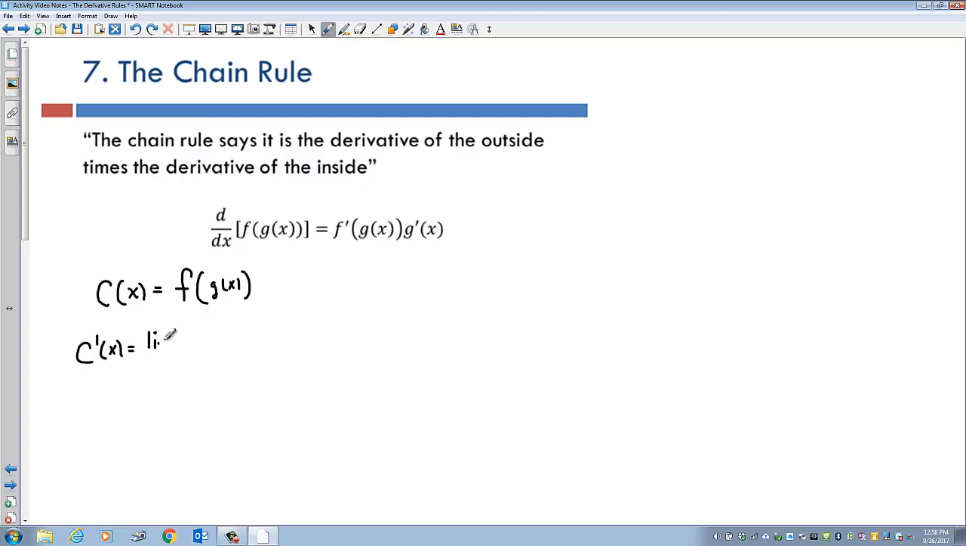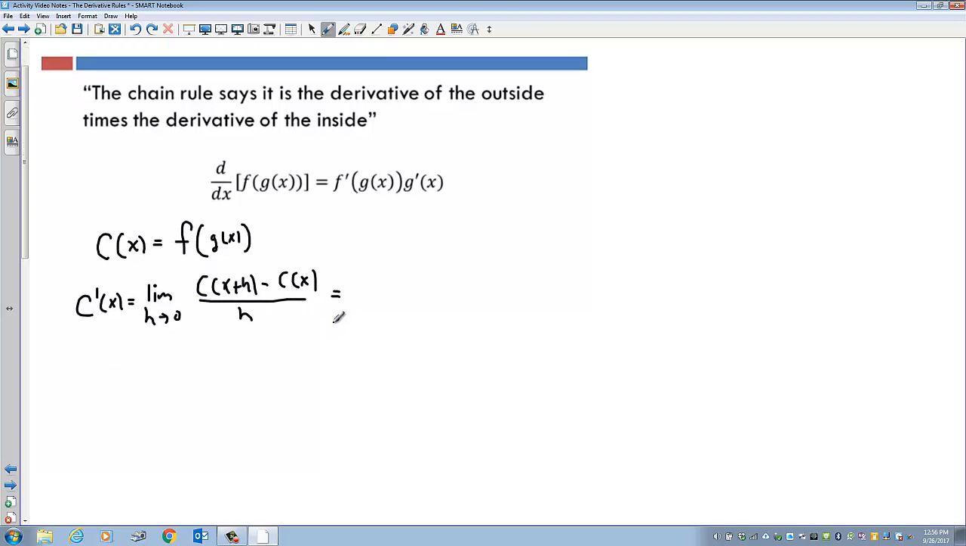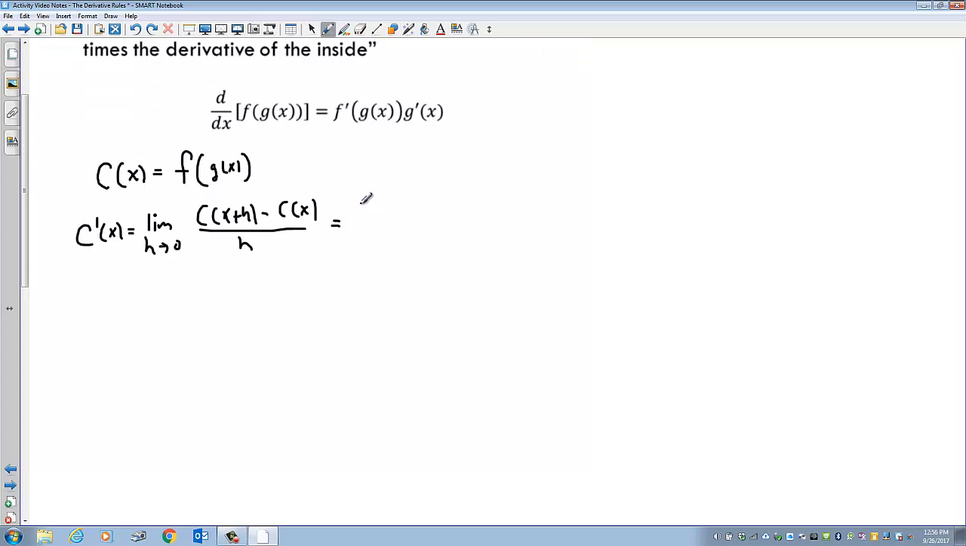And we would write the limit as h goes to 0 of what? Of c of x plus h minus c of x. And of course, that's all divided by h. And then we just do what it says. And so what does this say? This says the limit as h goes to 0 of, and then c of x plus h, wherever you see an x, you just put an x plus h. So it's f of g of x plus h, and then minus f of g of x, and that's all divided by h.